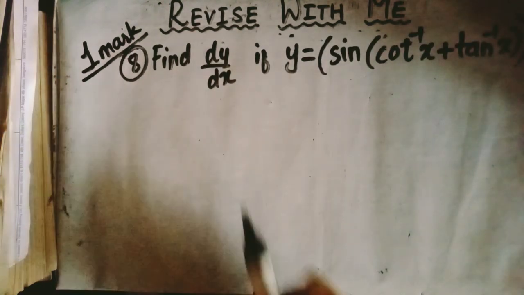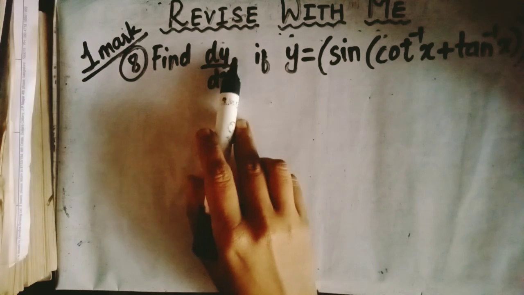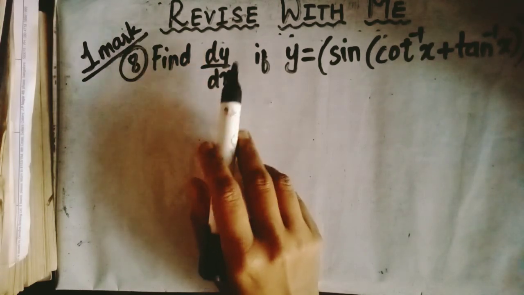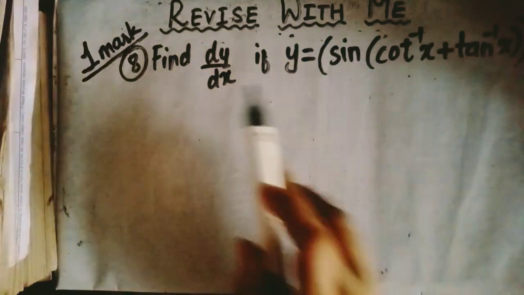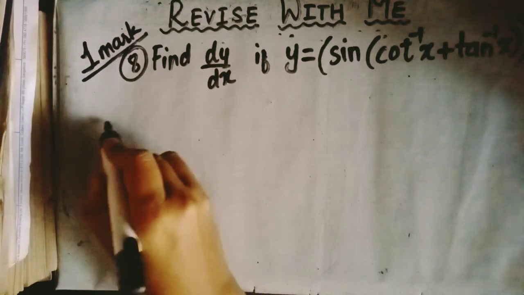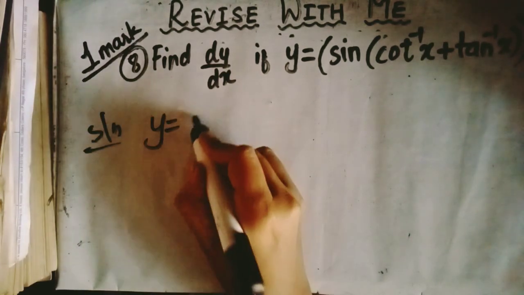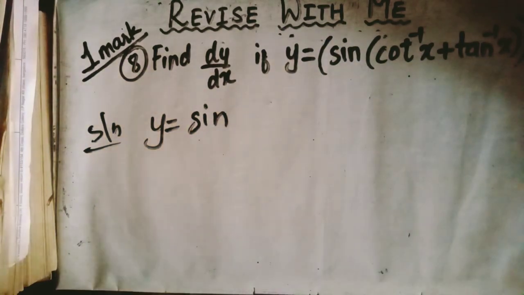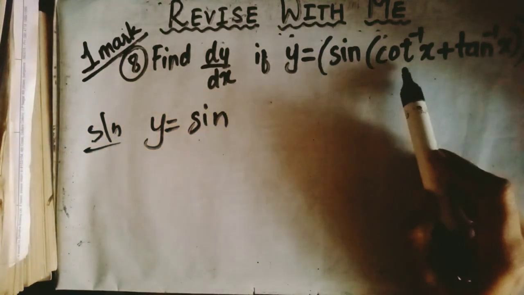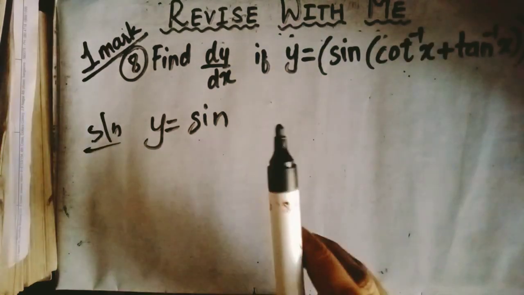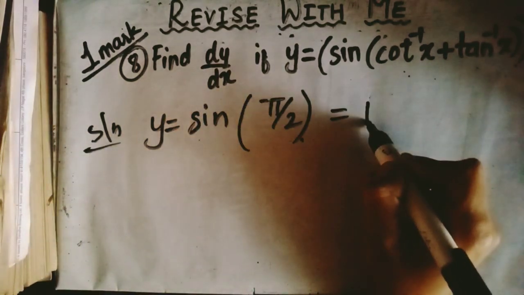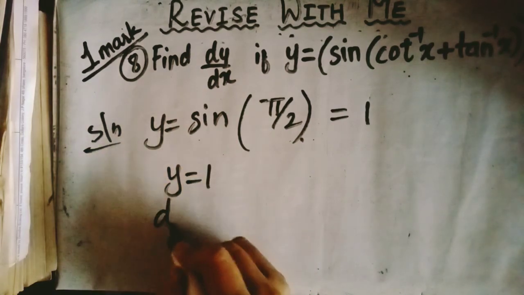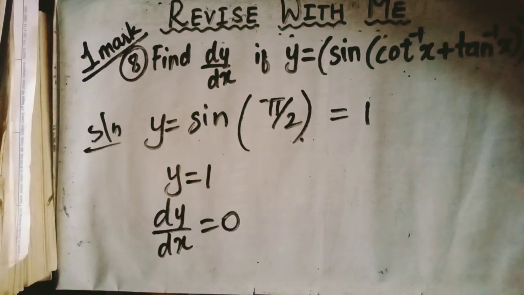So here you have to find dy/dx, and y is given as sin(cot⁻¹x + tan⁻¹x). Now this question is a combination of inverse trigonometric functions plus derivatives. So first you have to write y = sin(...). We know through properties of inverse trigonometric functions that cot⁻¹x + tan⁻¹x is π/2. So you can directly write π/2, and sin(π/2) is 1. So y is equal to 1. So dy/dx, that is the derivative, is 0.